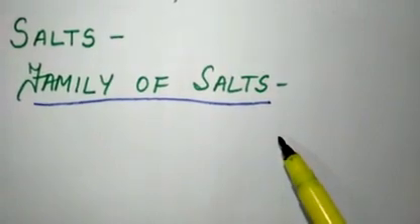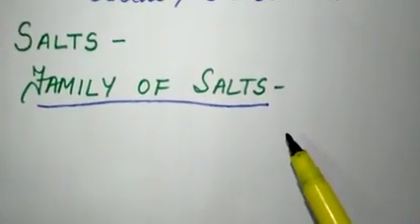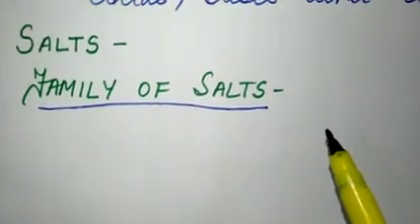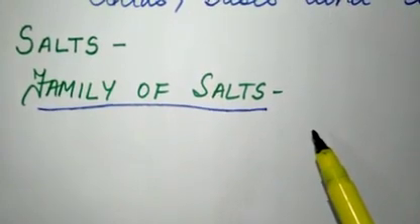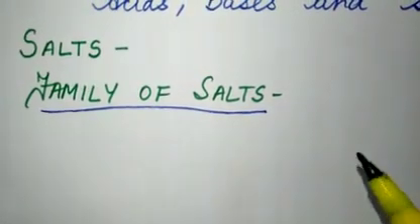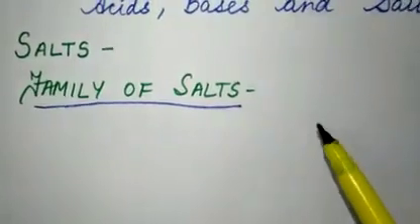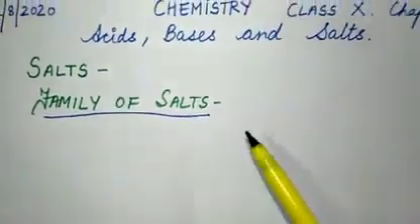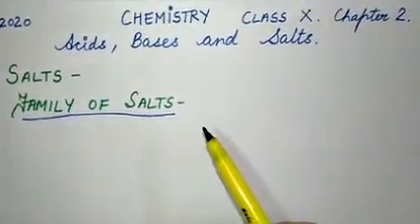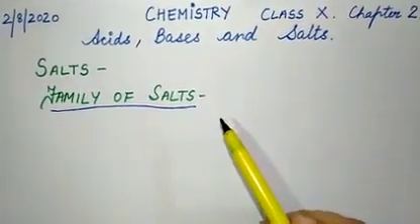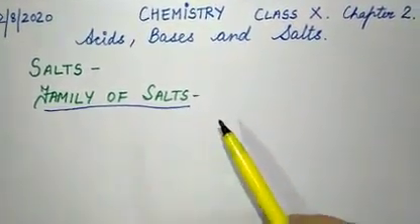Family of salts is like those salts that have positive or negative radicals. They are said to belong to the same family. Those having the same positive radicals belong to the same family, and those who have the same negative radicals belong to the same family.